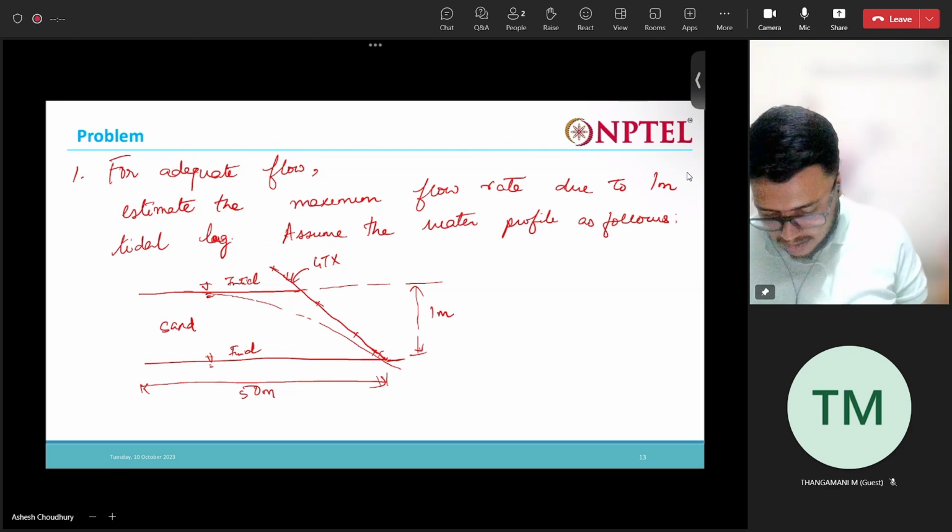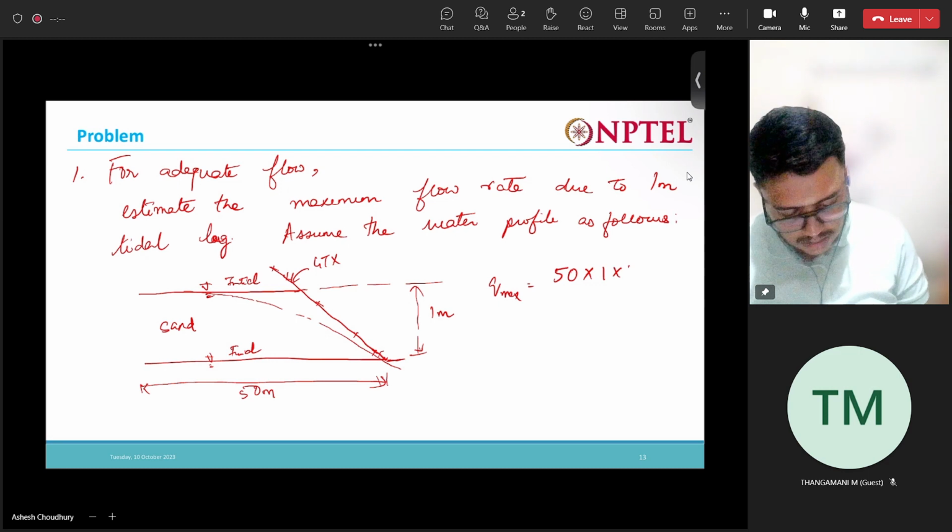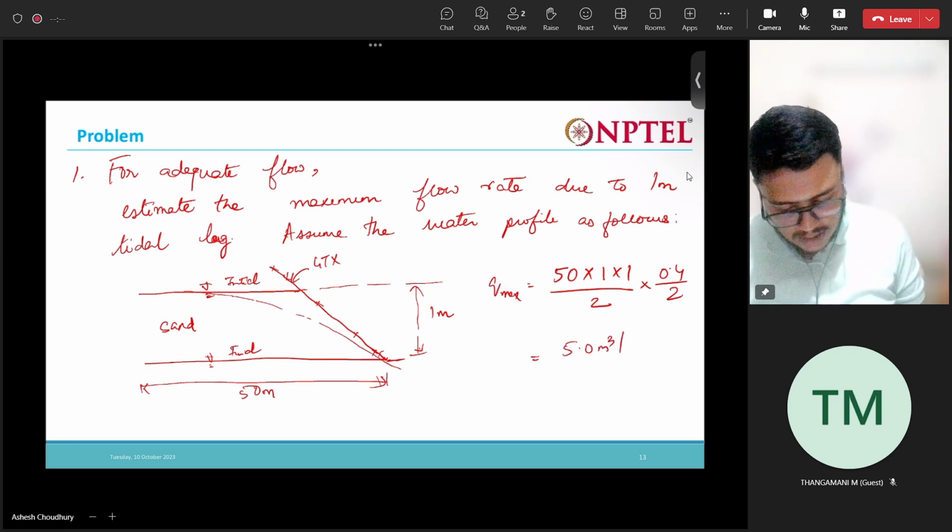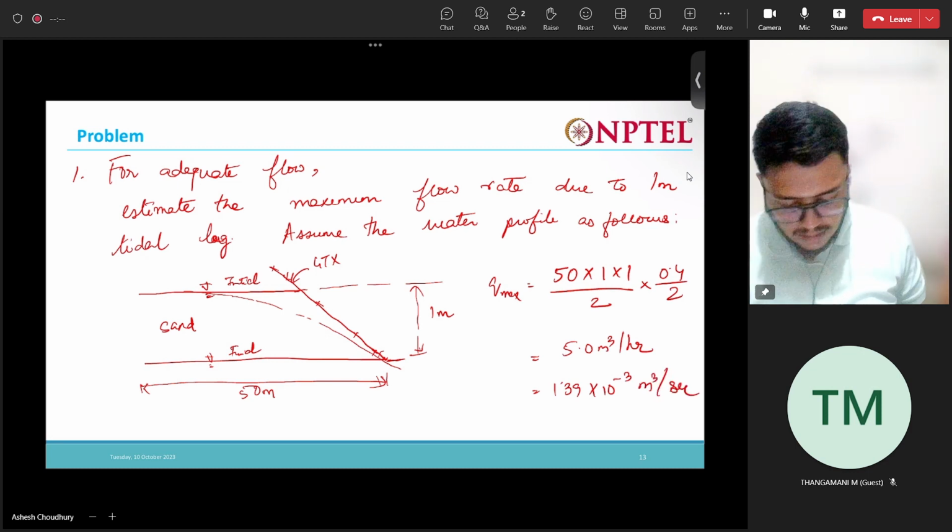So Q max is 50 into 1 into 1 by 2, average, times 0.4 by 2, where 0.4 is the porosity and 2 is the time in hours. So they are calculating this as 5.0 meter cube per hour, and this comes out as 1.39 per second.